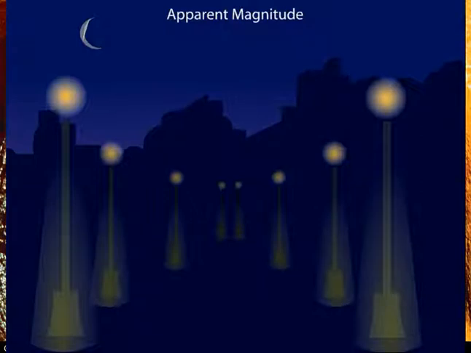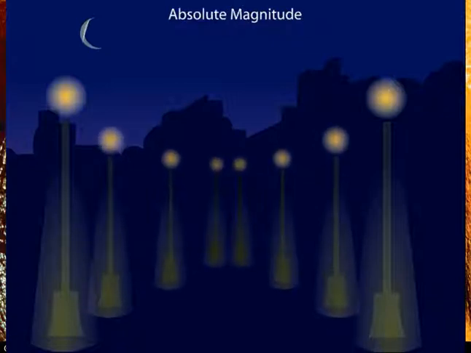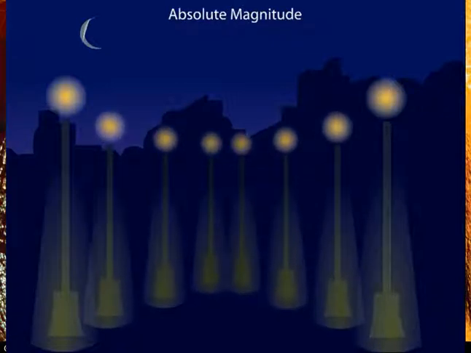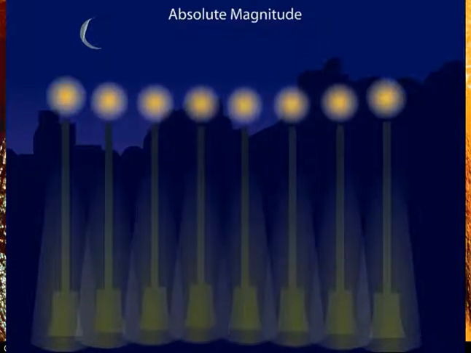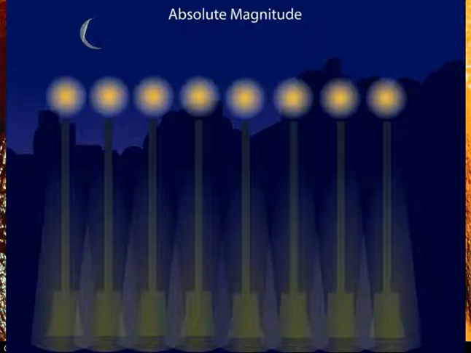How bright a star looks from our location on Earth is called its apparent magnitude, and it depends on a star's distance. For example, these street lamps are all lit by the same size bulb, but the lamps further away seem dimmer. Their apparent magnitude is less. If you remove the effective distance, you would be able to see the light's actual brightness, or absolute magnitude. In this case, these lamps have the same absolute magnitude.